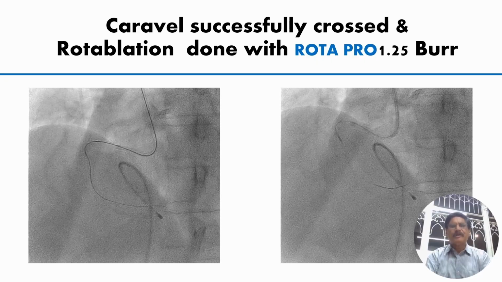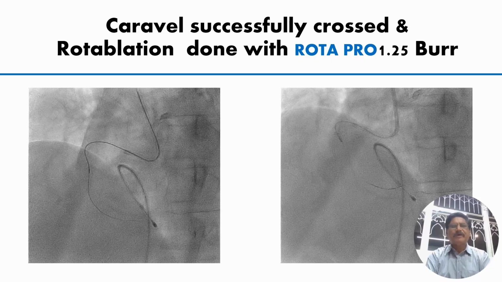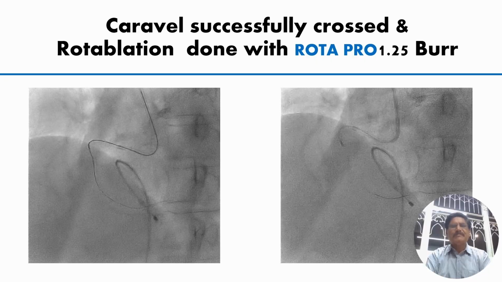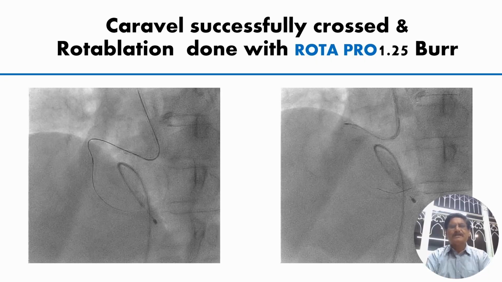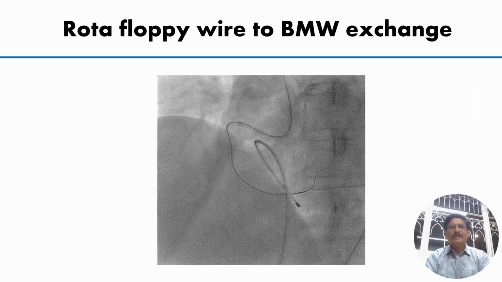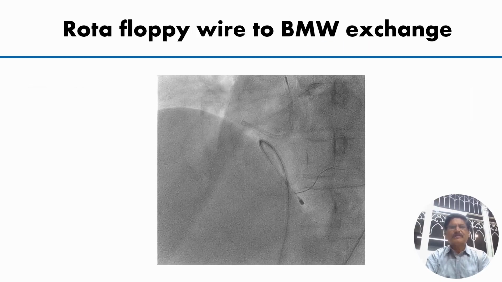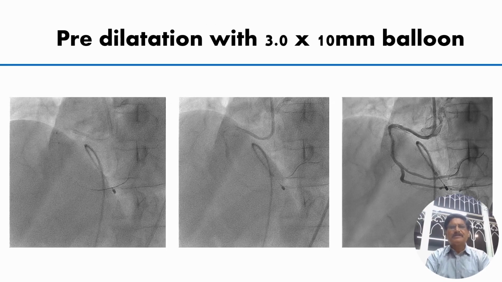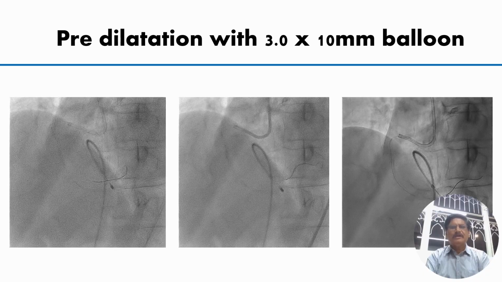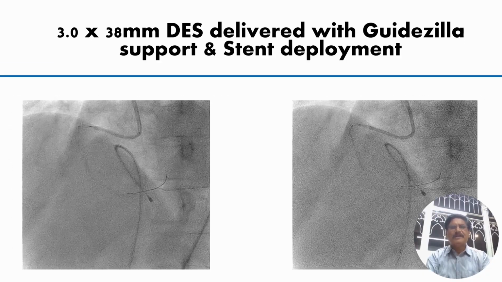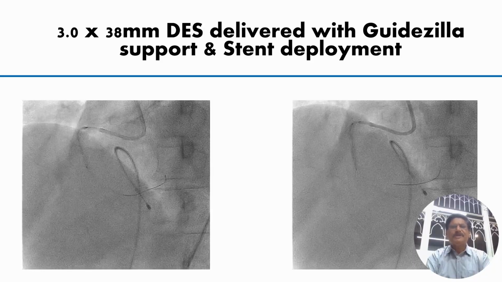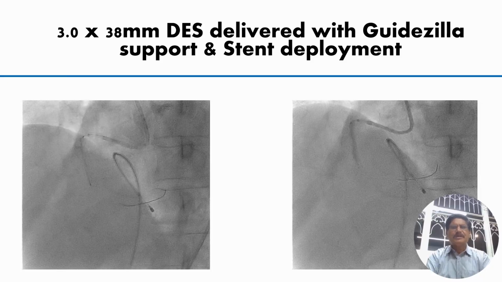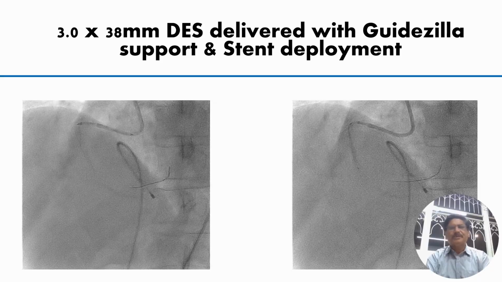Because of the bends, a 1.5 burr sometimes may cause eccentric rotablation with burring and perforation. That's why we took the undersized burr to negotiate the bends. Then the rota floppy wire was exchanged to the workhorse wire, that is the BMW wire, and predilatation was done with a 3 by 10 millimeter balloon as part of adequate preparation of the lesion before stenting. We took a 3 by 38 millimeter drug-eluting stent with GuideLiner support, because a long stent bends even in spite of calcium preparation. Sometimes bends have a lot of resistance.